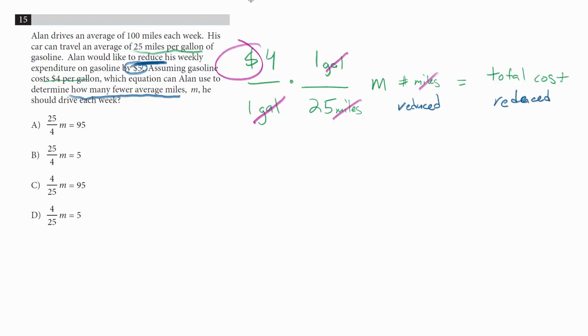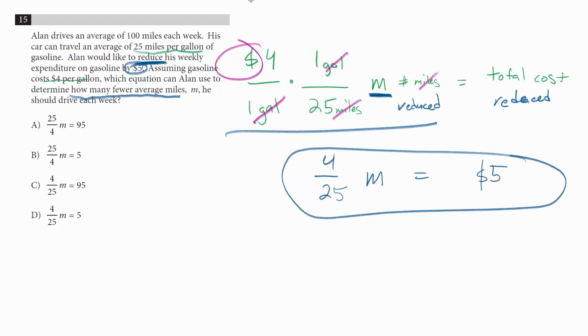So if he wants to reduce his total cost by $5, then he has to figure out, basically he has to solve for m using this function, which can simplify to 4 over 25 times m. And if he wants to reduce by $5, he can solve for m and get how many miles he needs to reduce by. This is what the question is asking for, which is option D.